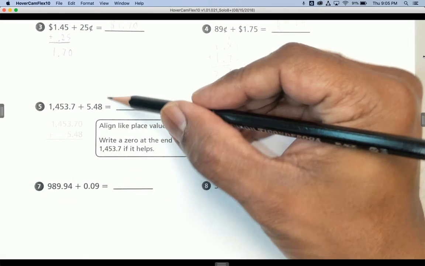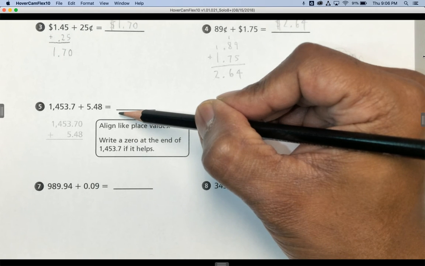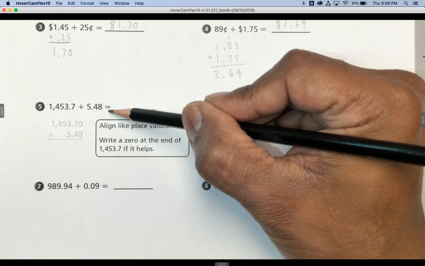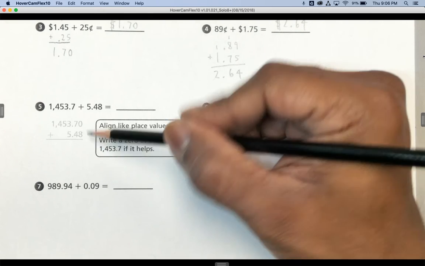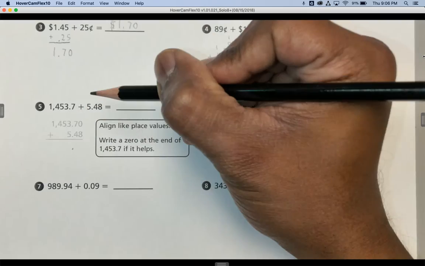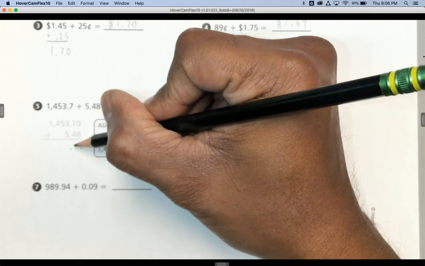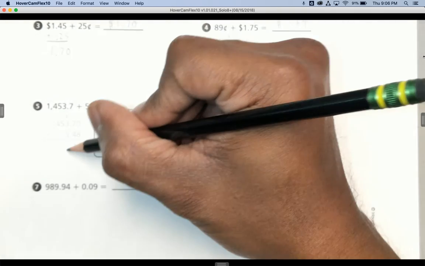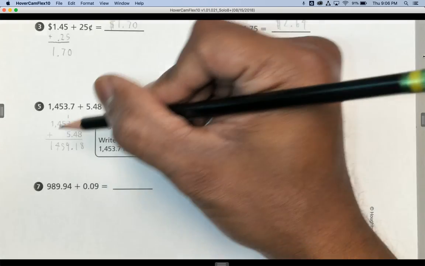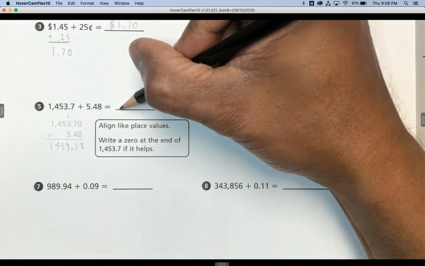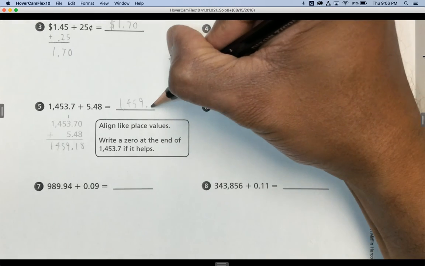Number 5, 1,453 and 7/10 plus 5 and 4/100. Notice how that has been lined up for us, and I'm going to insert a decimal point here and begin my adding. $1,459 and 1/100.